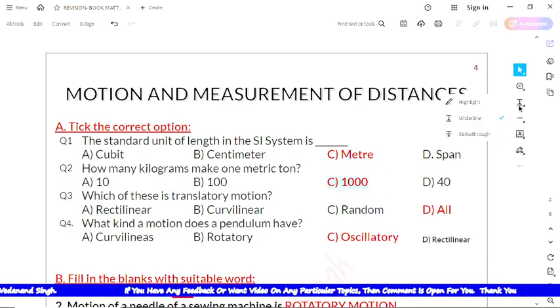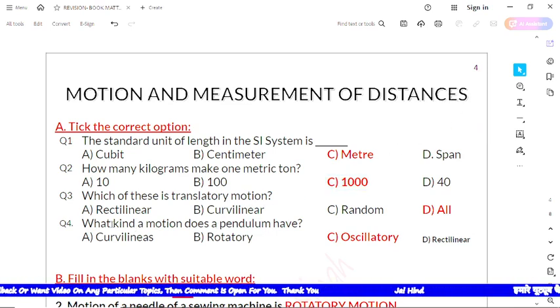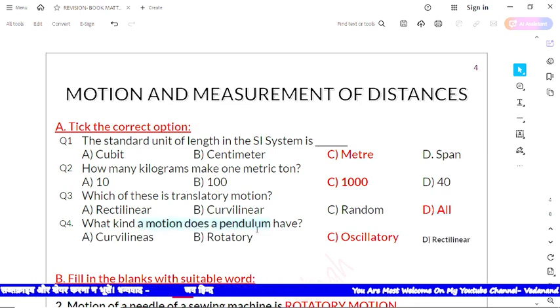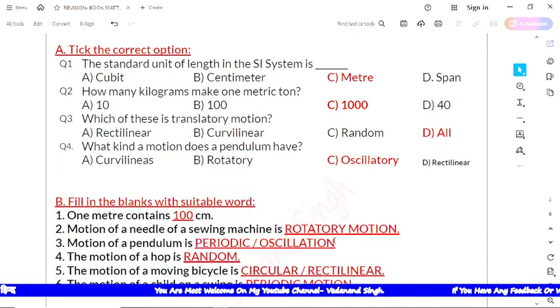Now the next question: which of these is translatory motion? Rectilinear motion, curvilinear motion and random motion, all are translatory motion. Now the next question: what kind of motion does a pendulum have? A pendulum has oscillatory motion. C is the correct option for the question.